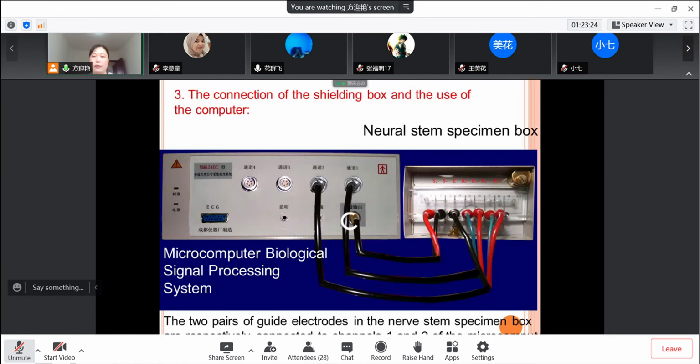Also the neural stem from the Ringer's solution, and then place it in this box. And then I hope you know that this is the recording electrode. This one we can see here is one channel, this is two channel. And also this is the electrode. We can see the distance between the electrodes.